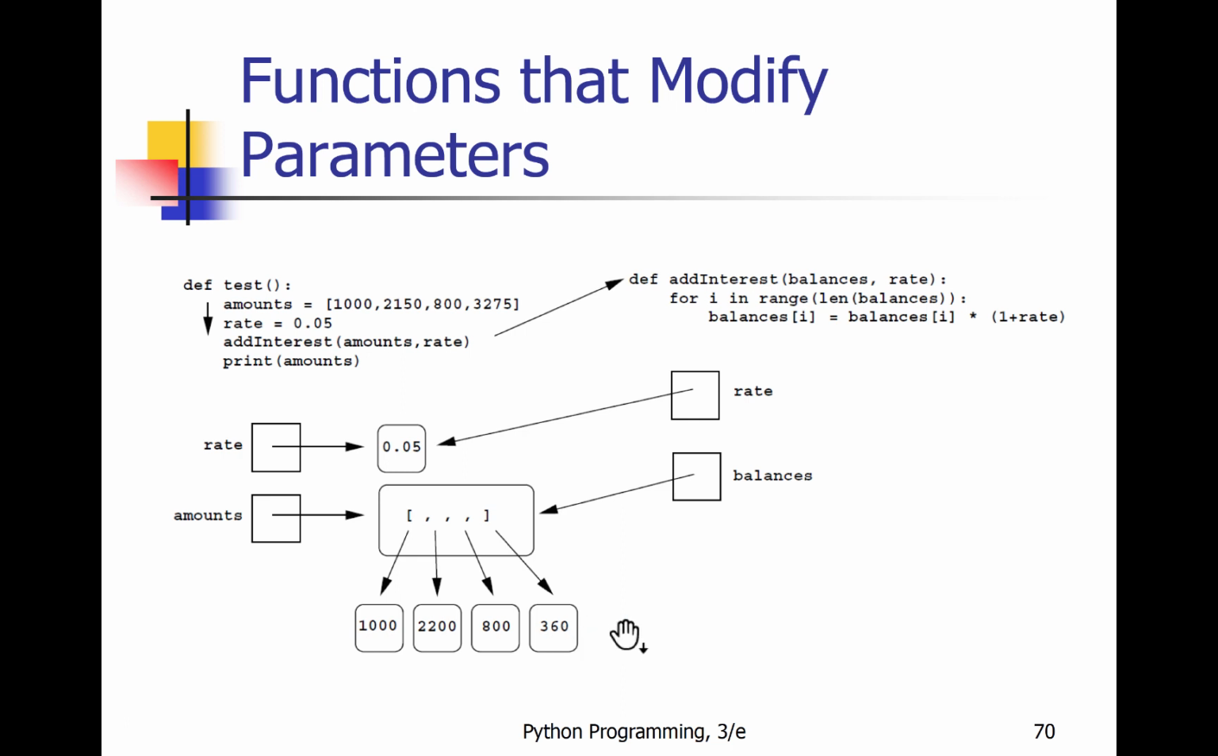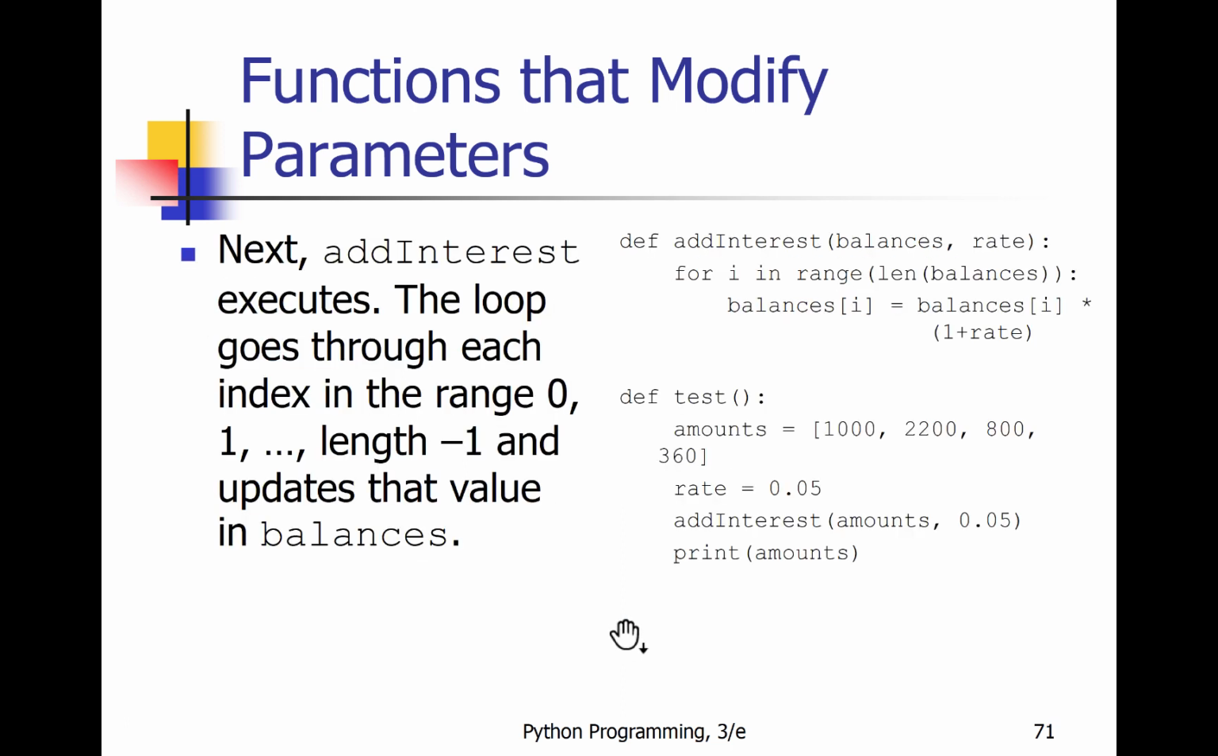So now we're going to go on here. Next, addInterest executes. The loop goes through each index in the range 0, 1 to length minus 1 and updates that value in balances.